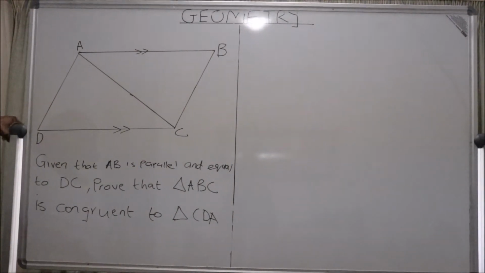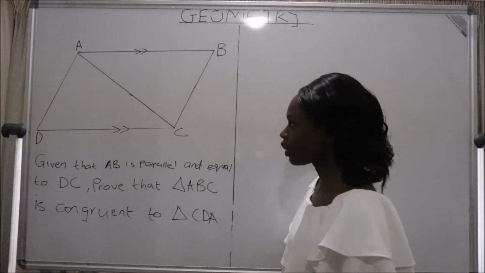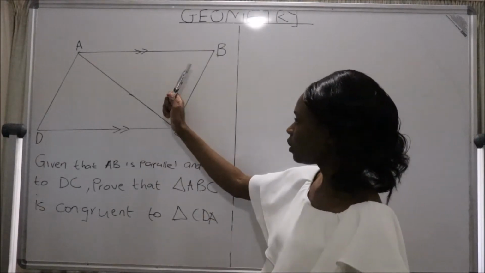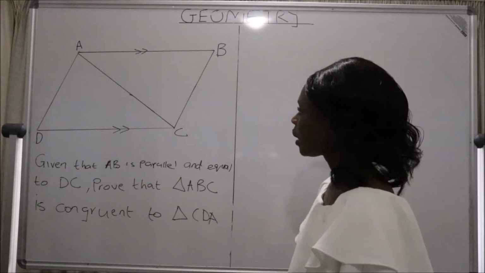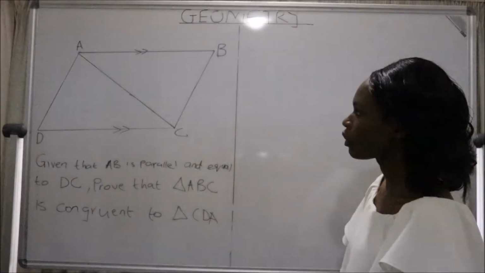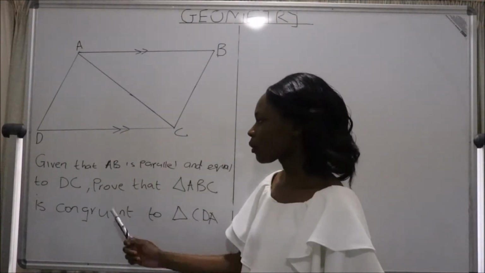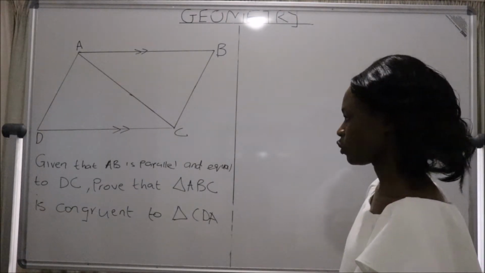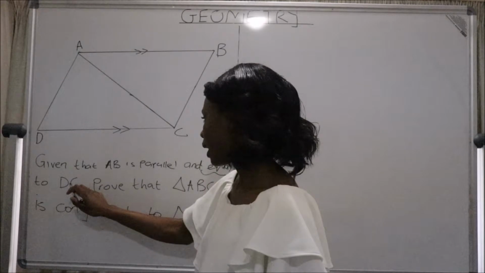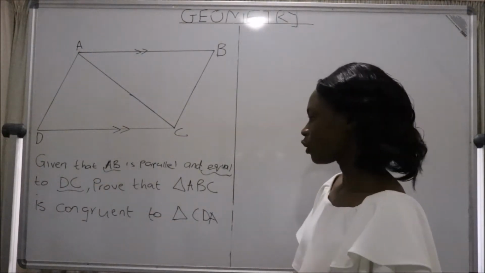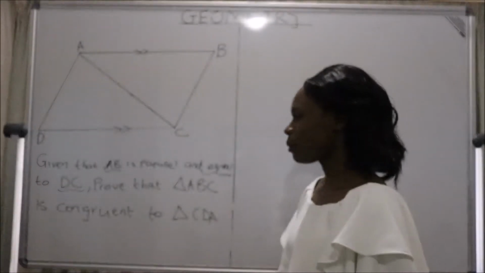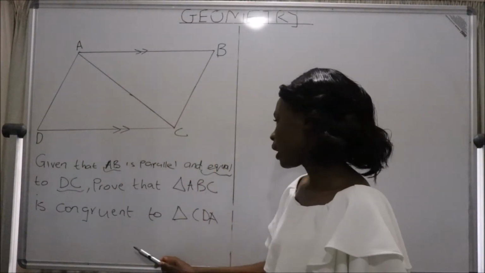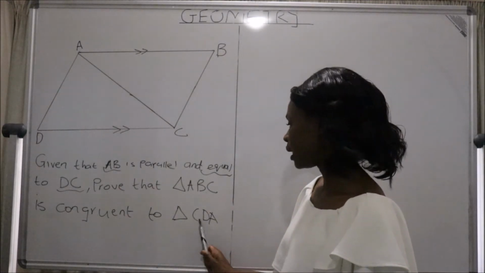In this example, we have this parallelogram, which is ABCD, and we have AB opposite to DC, and we also have the diagonal line dividing it, which is AC. The question says, given that AB is parallel and equal to DC, so we already have something which is equal. AB is parallel and also equal to DC. We must prove that triangle ABC is congruent to triangle CDA.